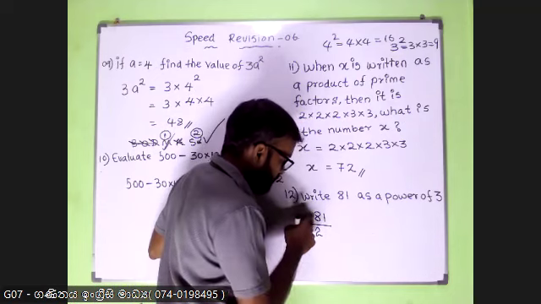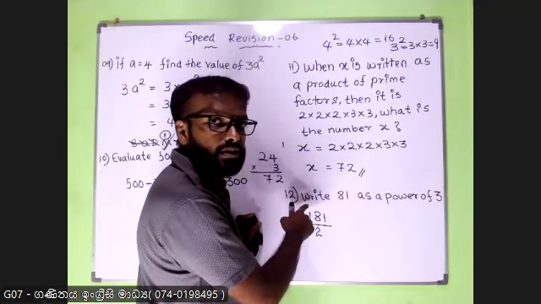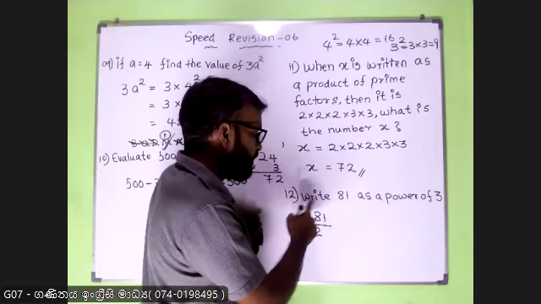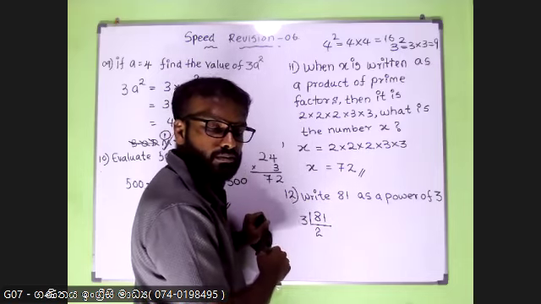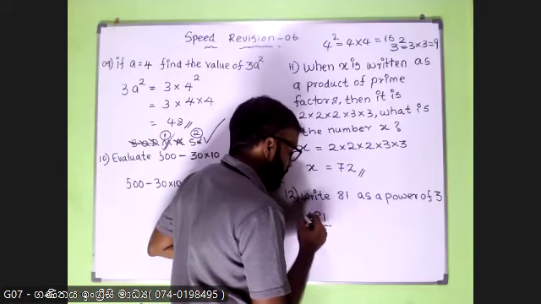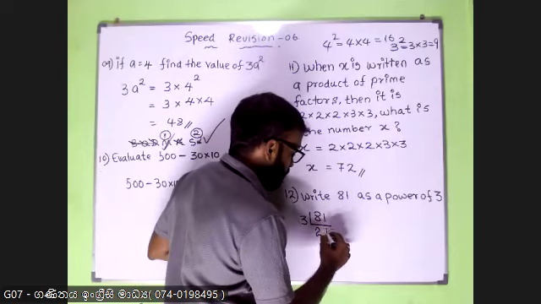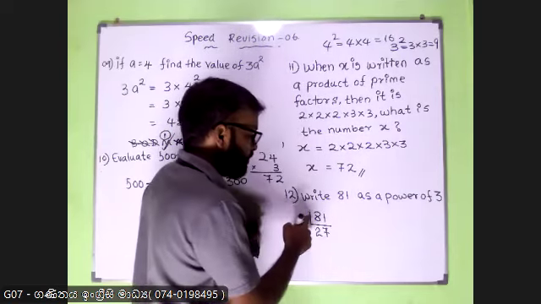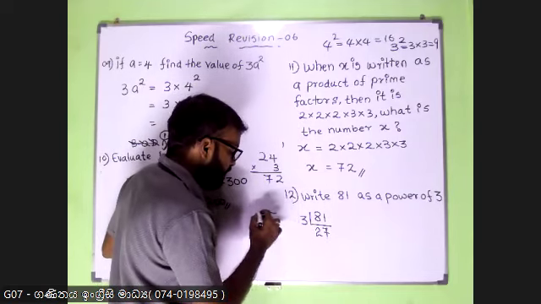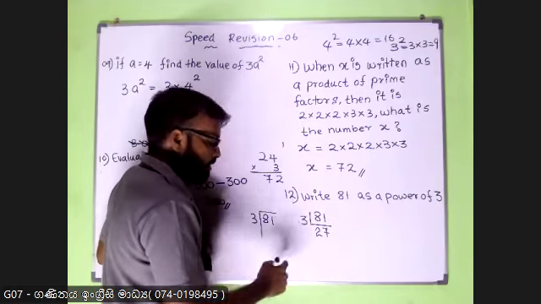3 times 2, 6. Then you have to do the subtraction: 8 minus 6, 2. Then 21. How many 3's are there for 21? 7. So 27. What we have done here is divide 81 by 3. This is how you are going to do that.